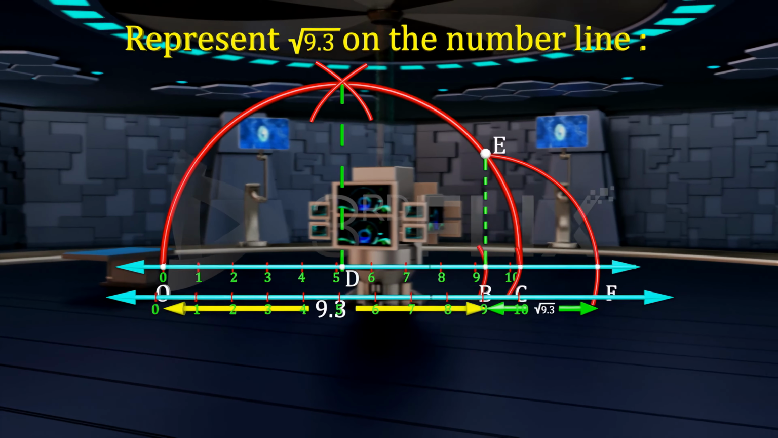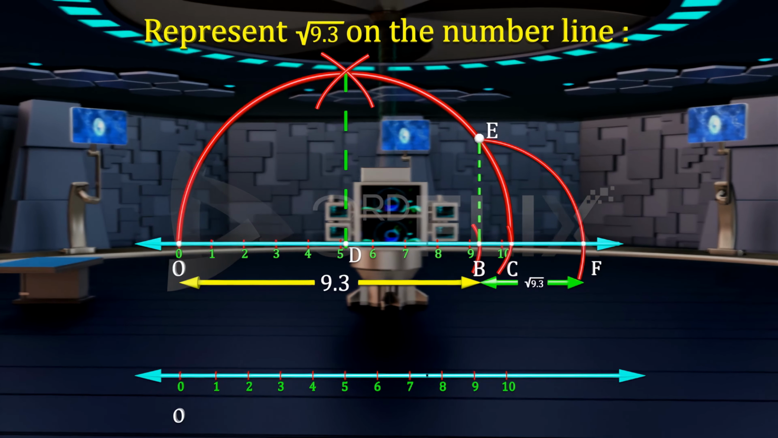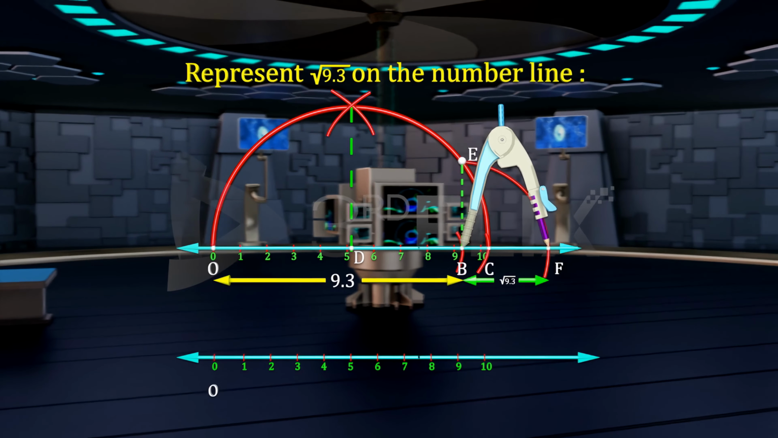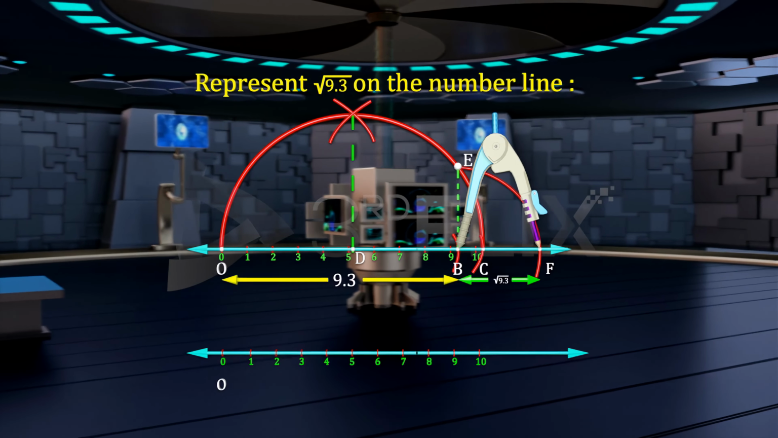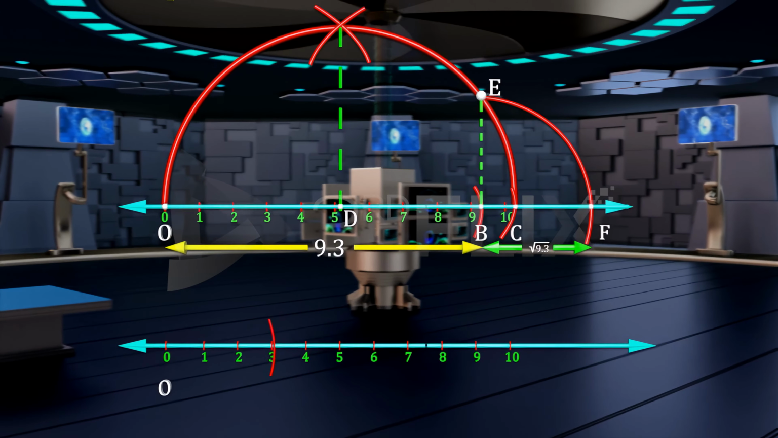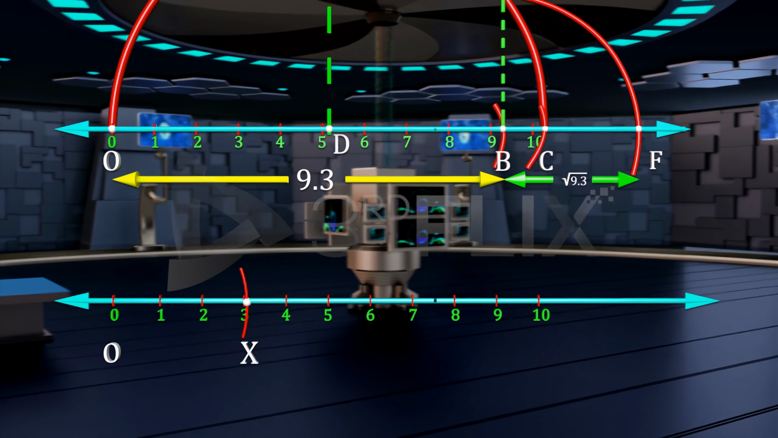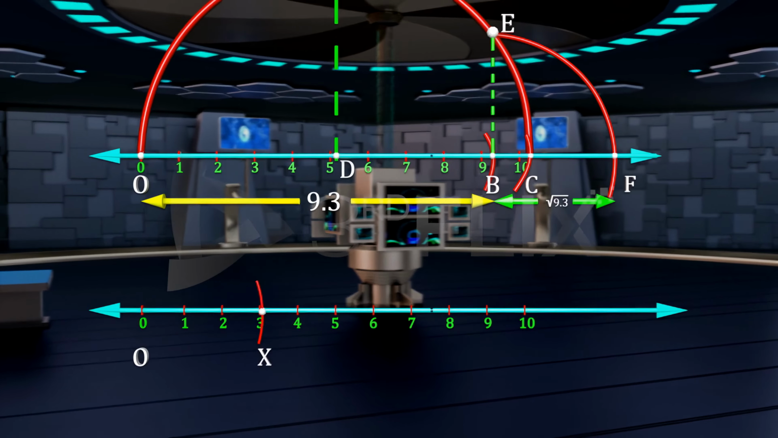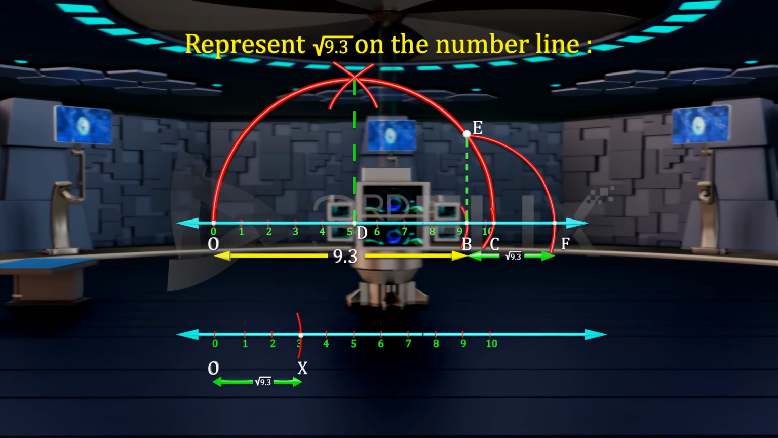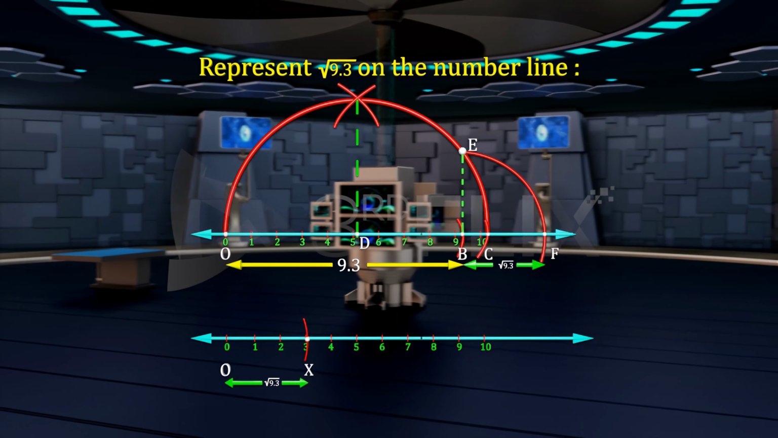9. Draw a new number line of the same size as the previous one. 10. Take a compass with B at the pointed end and F at the pencil end. Draw an arc on the new number line. 11. Mark the point where the arc intersects, say X. 12. OX equals root 9.3. Similarly, we can plot any irrational numbers.